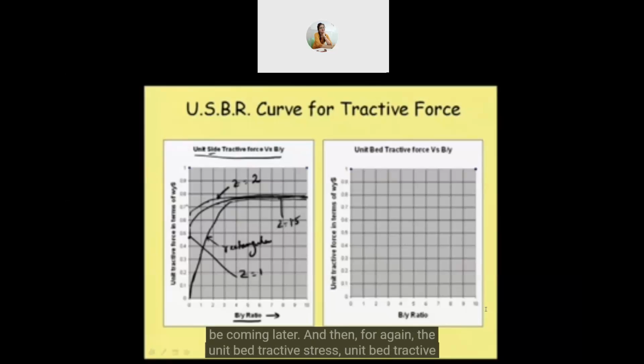And then again for the unit bed tractive stress, unit bed tractive force, we can plot that as given by USBR for the bed. Then for rectangular, this will be starting from here, and this will be like this. It is going up to almost 1 like that. And if I extend it, it will be going up to 1.